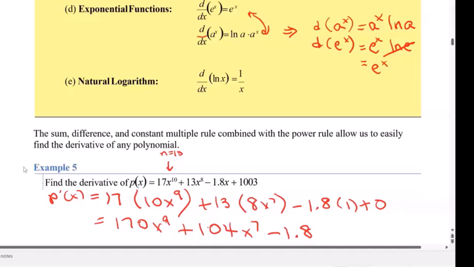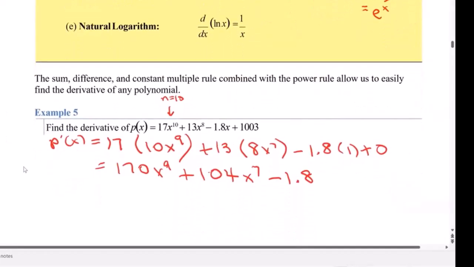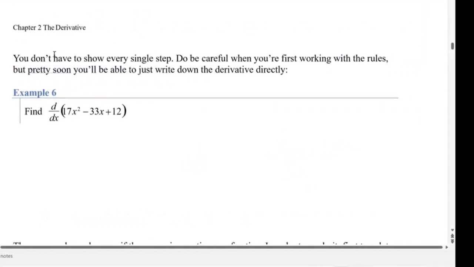Not too bad. We just used the constant rule, the constant multiple rule, and the power rule. Let's look at some more examples. So you don't have to show every single step. Do be careful when you're first working with the rules, but pretty soon you'll be able to just write the derivative directly. So again, we're going to say f prime or d of this dx means exactly the same. I'm just using that for shorthand.